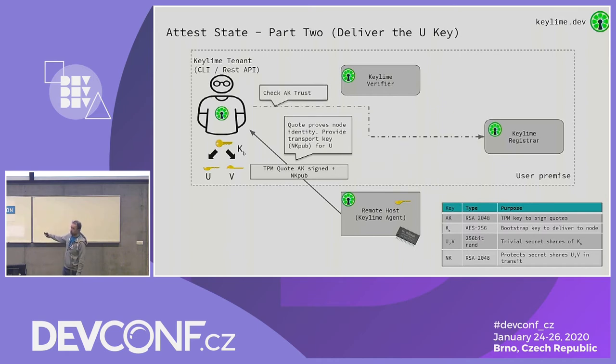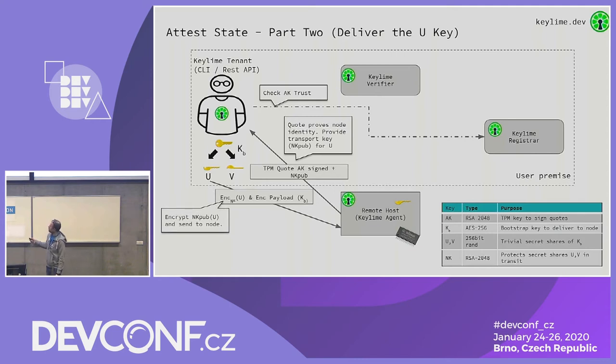Again, we'll check the trust state, the hardware root of trust, and then if that is shown to be non-compromised, using the NK pub, we will send the U counterpart, the second counterpart of the key, over to the remote host along with a payload, which is essentially just a tarball, okay? And we'll go into what a payload would typically contain shortly.